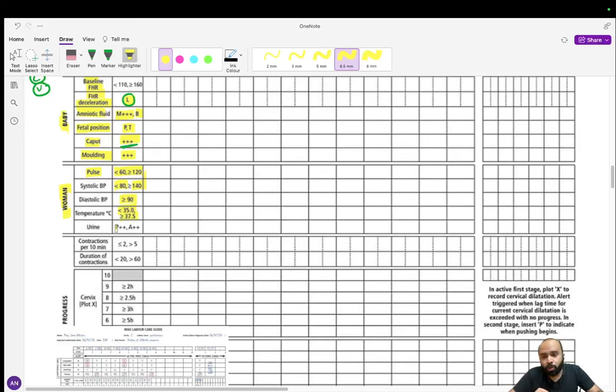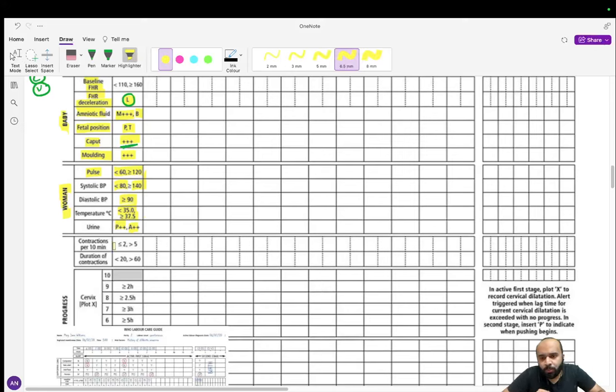Similarly, your urine should not have more than 2 plus proteins or 2 plus acetones, because 2 plus or more is going to be indicative of significant ketosis or significant proteinuria. Remember, the definition of hypertension in pregnancy or preeclampsia is +2 or more of urine proteins, which is why +2 urine protein or +2 acetone is indicative of a serious dysfunction of your organs.